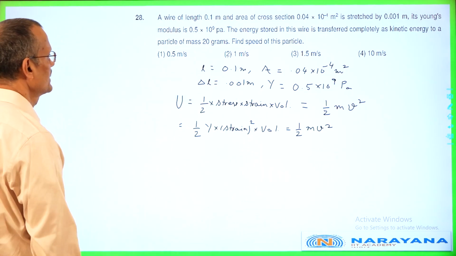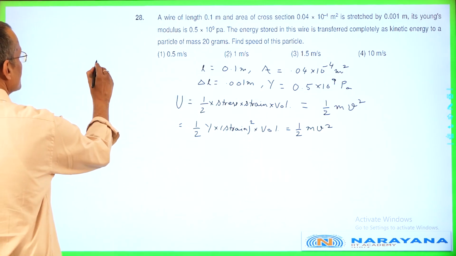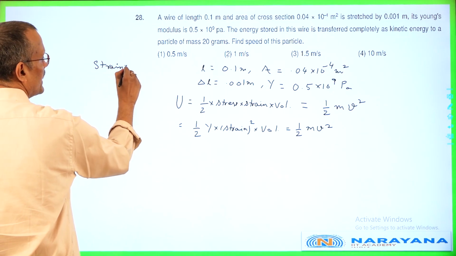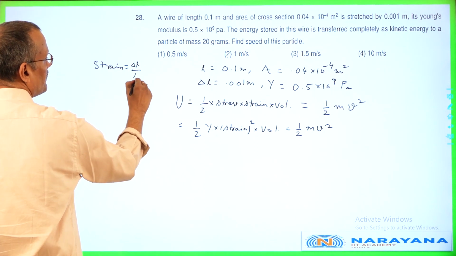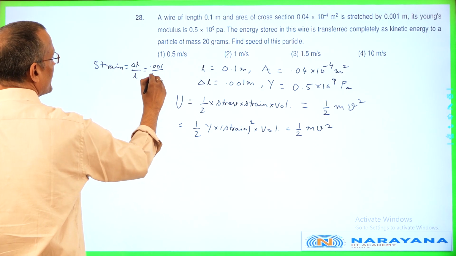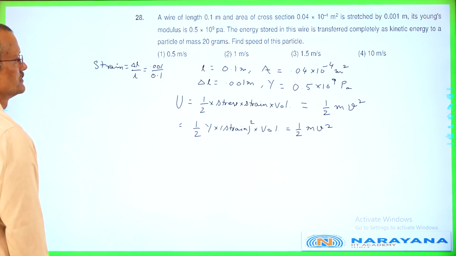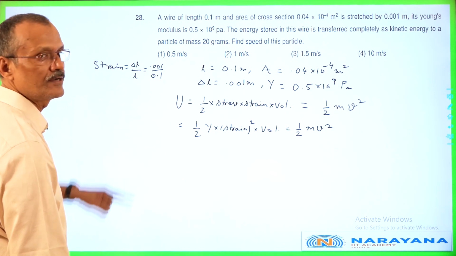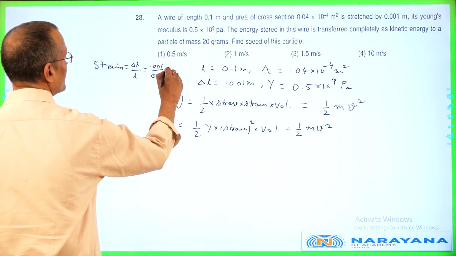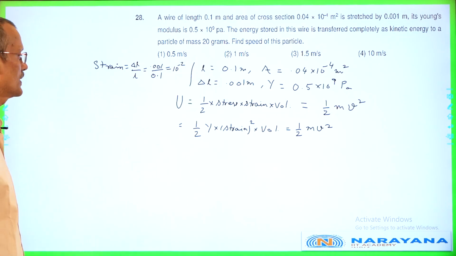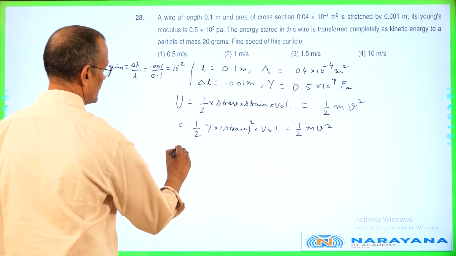Separately, let us calculate how much the strain is. Your strain is del L by L, which is 0.001 by 0.1, am I right? So 10 to the power minus 3 by 10 to the power minus 1, it is 10 to the power minus 2. A strain has no unit, no dimensional formula. So now you substitute.